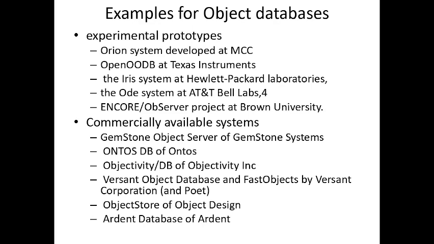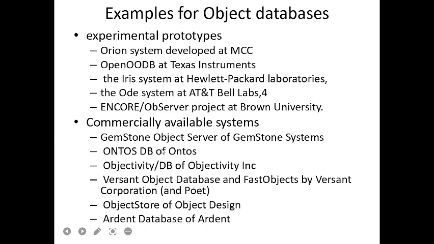Let's see some examples of these object databases. Although many experimental prototypes and commercial object-oriented database systems have been created, they have not found widespread use because of the popularity of relational and object relational systems. The experimental prototypes included the Orion system developed at MCC, then OpenOODB at Texas Instruments, then the Iris system, then the OLD system, then we have the Encore or Observer projects.